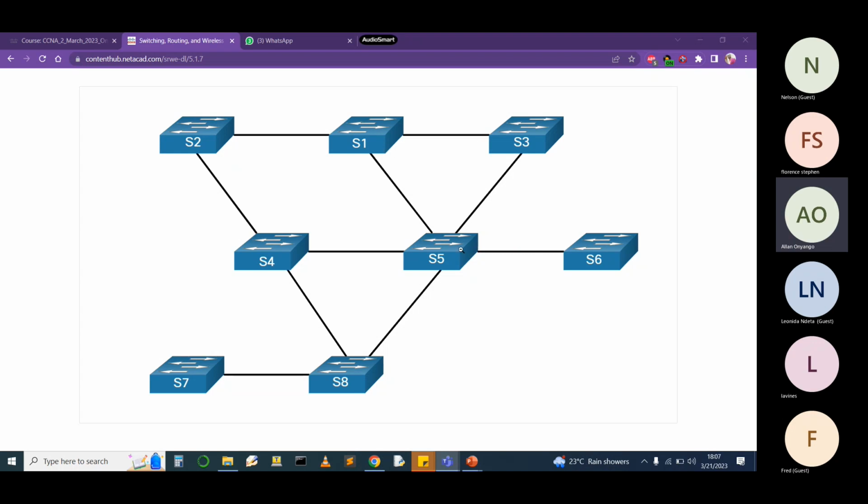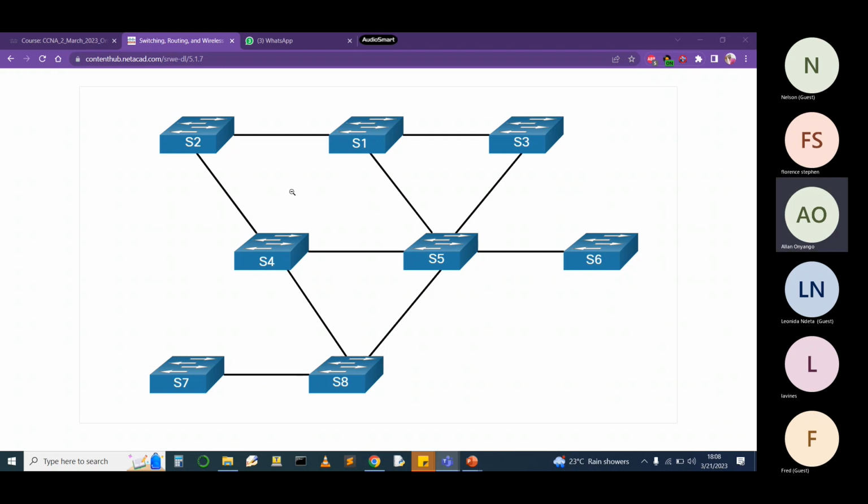1, 3, 5. Number 1. Count with me. 1, 3, 5 is number 1. Okay. 4, 5, 8. Number 2. Then we go to 1, 5, 4, 2. That is the third one.